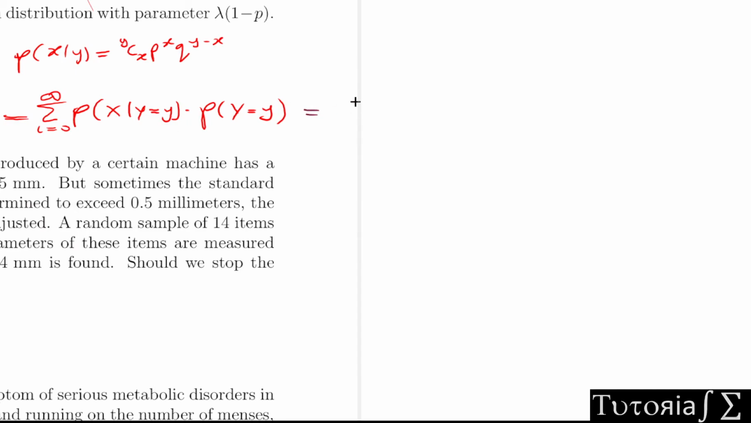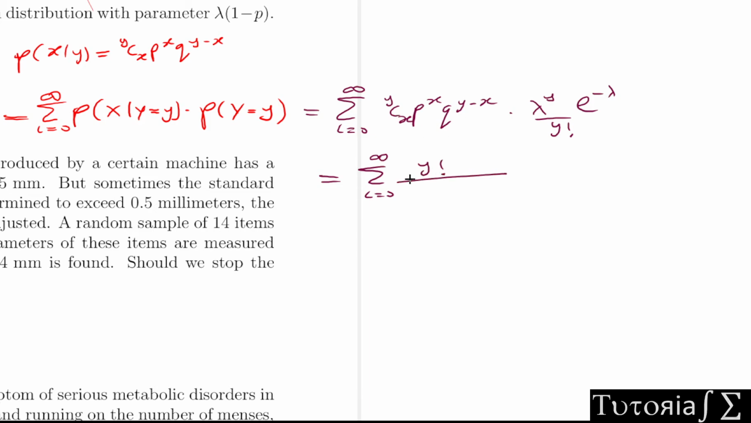So this will finally be equal to the sum from 0 to infinity. Then the probability of X given Y is a binomial distribution given by Y choose x, p to the x, q to the y minus x, times the probability of Y, which is a Poisson distribution, given by lambda to the y over y factorial, then e to the negative lambda. All right, we can start simplifying things. So this can be written as the sum from 0 to infinity of y factorial all over x factorial times y minus x factorial. Then we have p to the x, q to the y minus x.